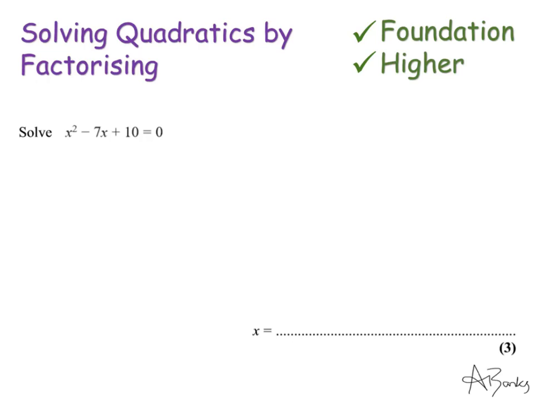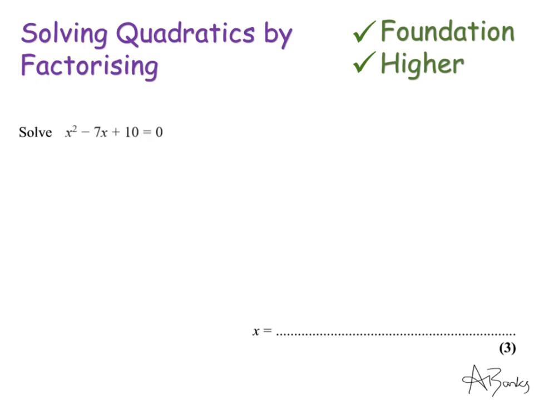So these quadratics appear on both foundation and higher tier, and they are quadratics that do not have a number in front of the x squared. I've already uploaded a video on how to factorise these, so we're just looking in this video on how to then solve them. So if you're unsure how to factorise, please watch my other video first. I'm going to go through this quite quickly because we should know how to do this.